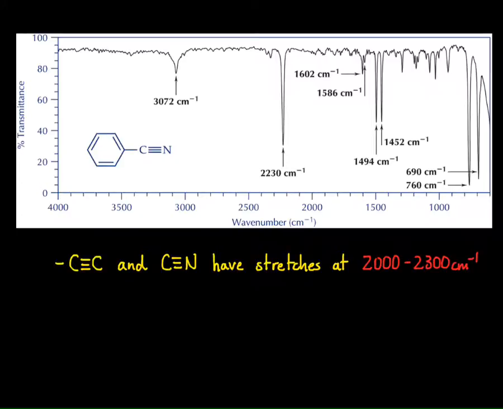And so you see with this particular example of benzyl nitrile, that absorption at 2230 corresponds to the carbon-nitrogen triple bond. Notice again, it has sp2 carbon-hydrogens that absorb at 3072 inverse centimeters.